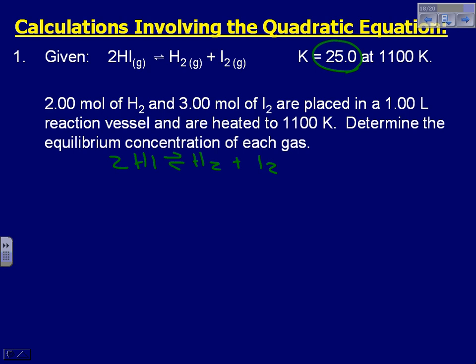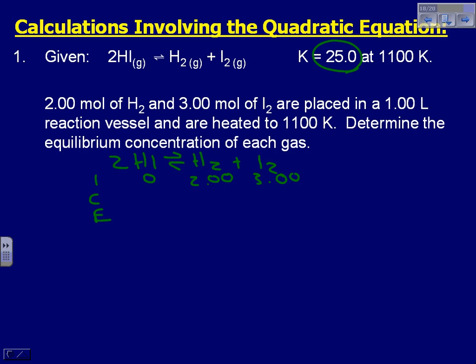2 moles of H2 and 3 moles of I2 are placed in a 1-liter vessel. Determine the equilibrium concentration of each of the gases. This is an interesting example as well in that we're starting with the reactants. So we're just following what it says. We don't have to get excited about it. 2 moles of H2 and 3 moles of I2 placed in a 1-liter vessel. So that's 0 for HI. There's our I.